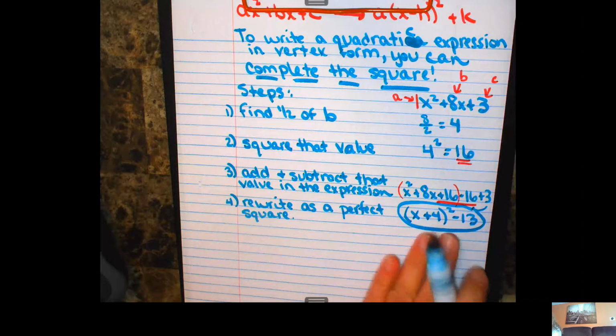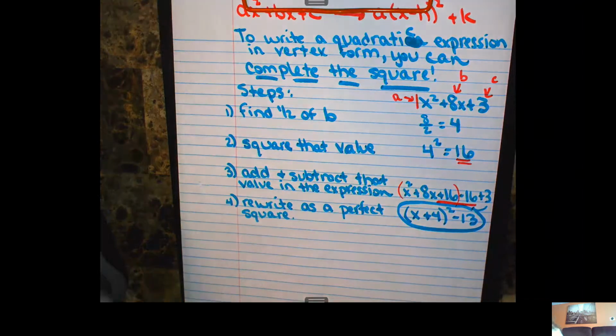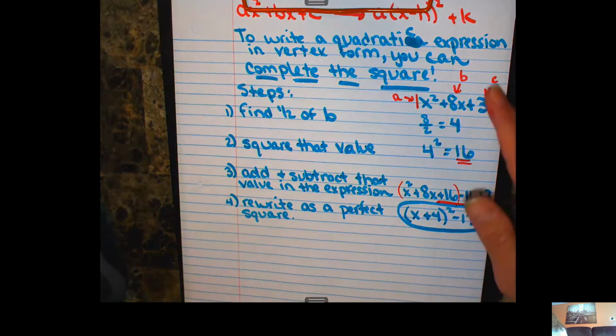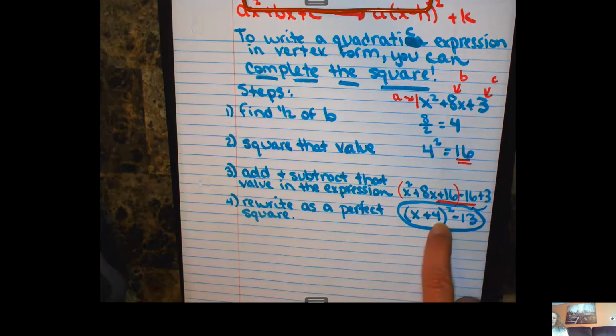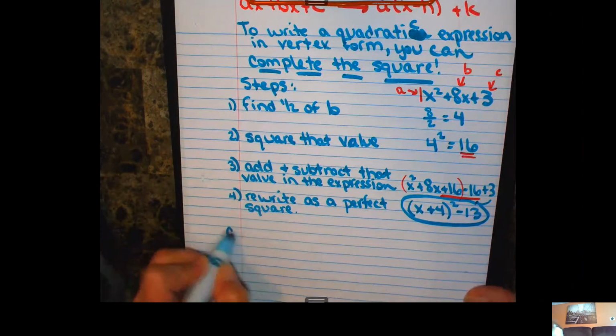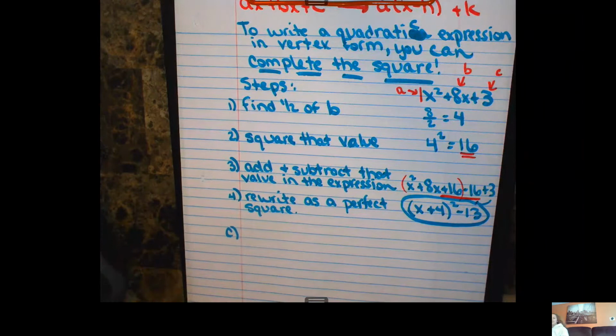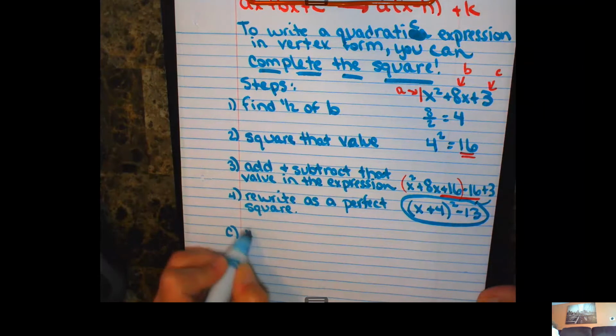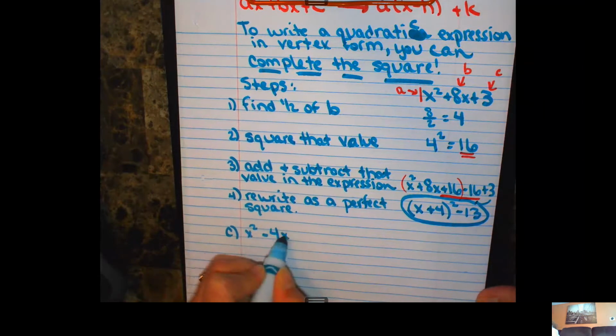Why do we need to do this? You're going to see in a minute why this is helpful on a graph. But right now we're just practicing writing an expression like this as a perfect square, which is called completing the square. So we're going to do 4 examples. So here's example, I think we're on C. So here's example C. This will go a little bit quicker since we're not writing the steps. Can you write x squared minus 4x plus 15?